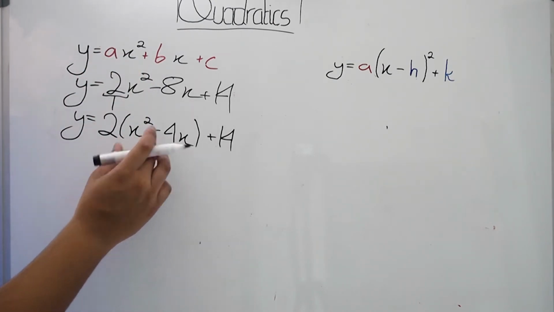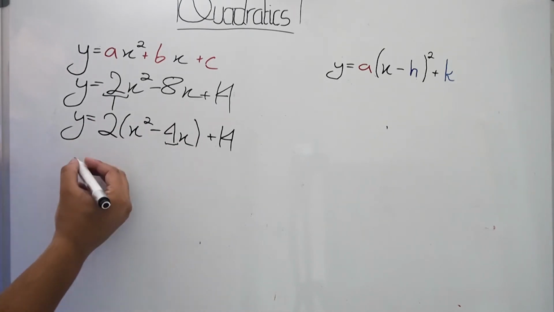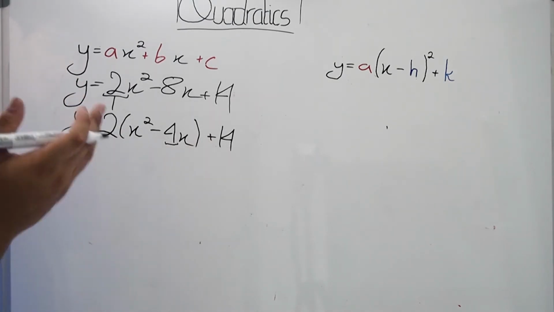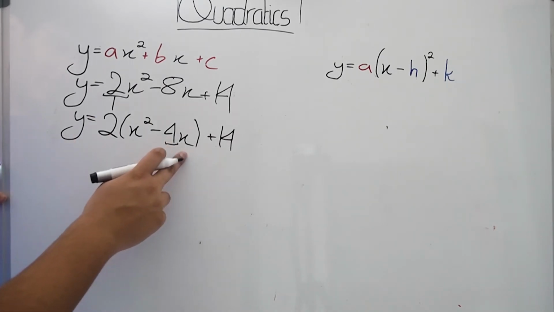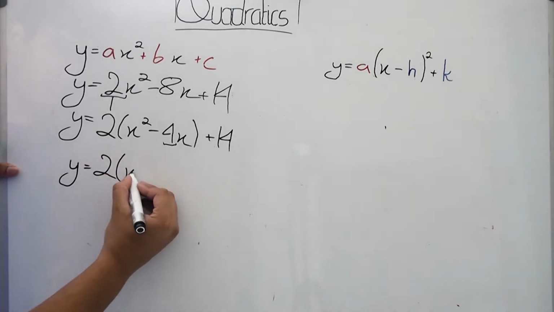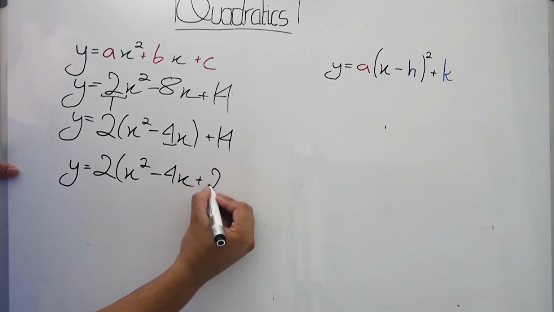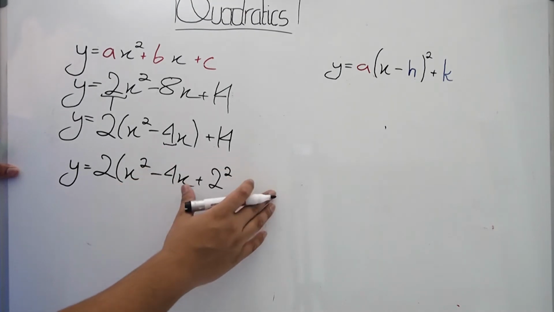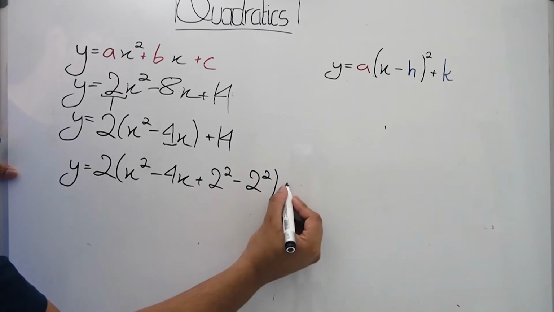Now that this is done, we'll halve the coefficient of x and square it. So what that means is right now it's 4, right? We'll divide by 2, so it will be 2, and we'll square it, and we'll add it inside the brackets. Now, in order to keep the balance of the equation, we'll also subtract it right here. We'll also subtract it, minus 2 square.